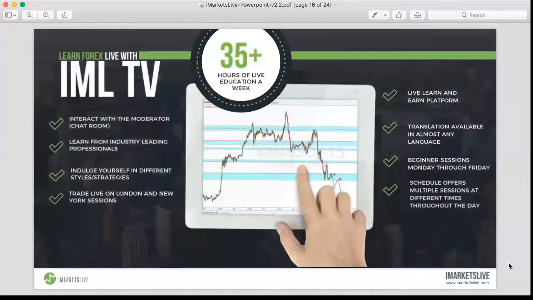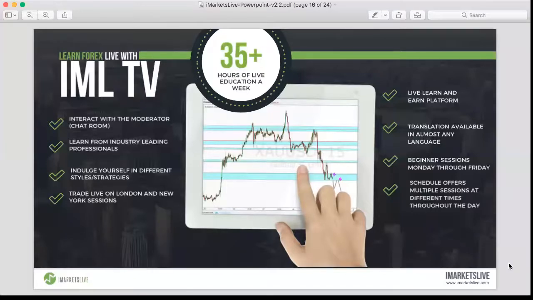So, for example, they give you 35 plus hours a week where you can interact with them. You're going to learn from these industry professionals. You're going to see some of their different styles. You can live the learn and earn platform that we talk about. And here's what's cool, guys: translation is available in almost any language. Think of that. There are a lot of companies that try to perfect things just in English. We have this in multiple languages.